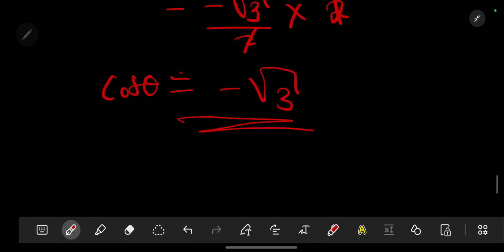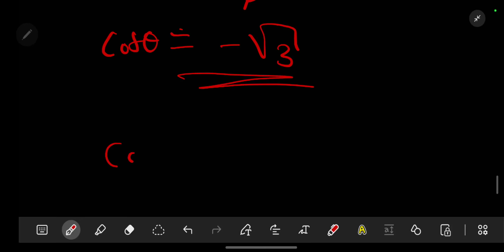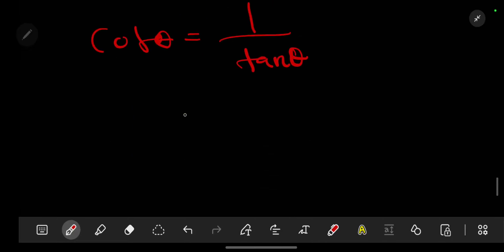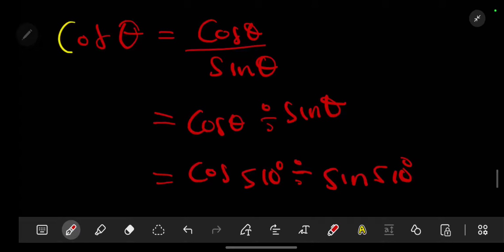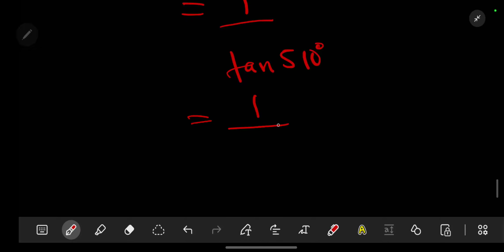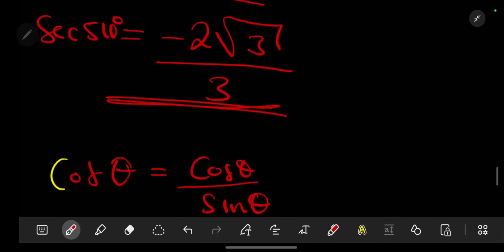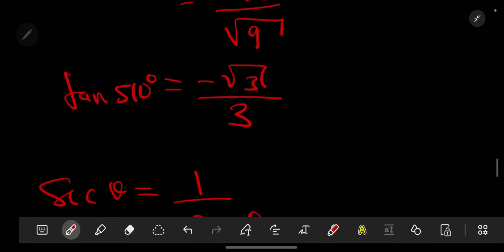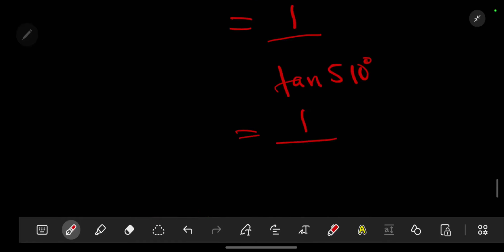Likewise, if you want, you can just say cotangent is equal to 1 over the tangent of theta. So even this one works. So you can say 1 over, what is the tan of 510? The cot of 510 degrees will be equal to 1 over the tan of 510 degrees. Tan of 510 degrees is negative root 3 over 3, like that.